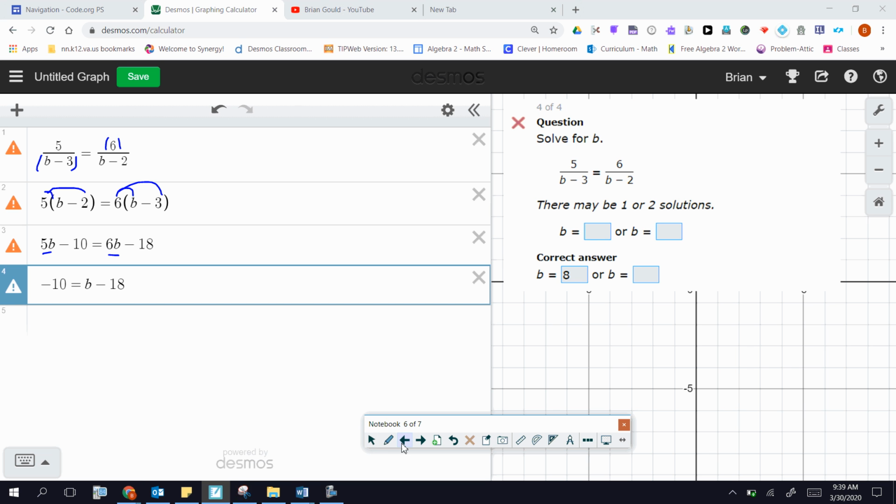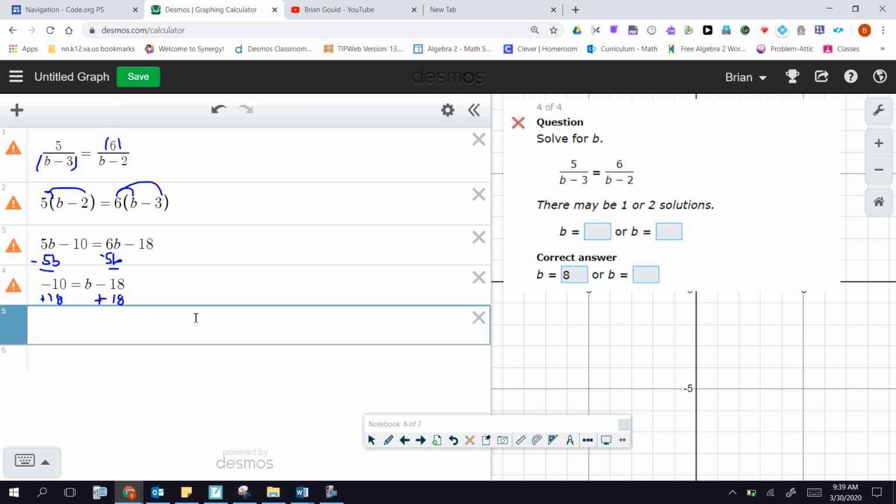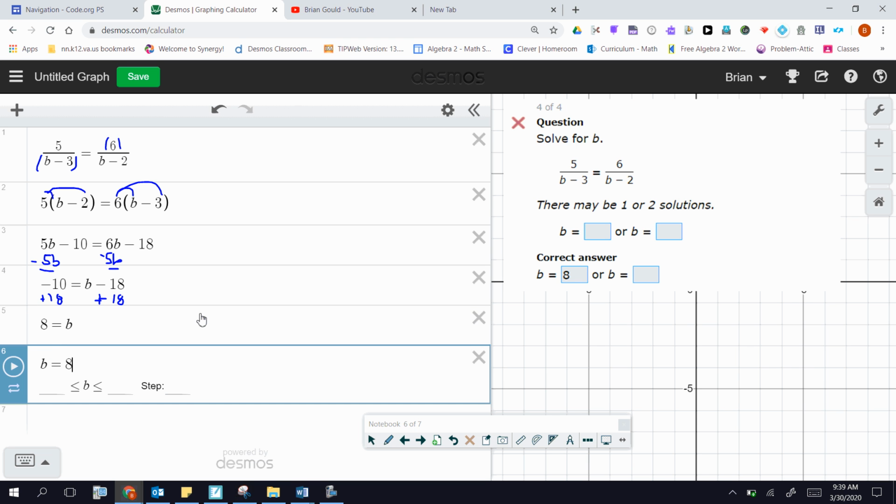All right, might as well, let's see how good my writing is. Minus 5b, minus 5b. All right, and then we're going to need to add 18 to both sides of the equation. And negative 10 plus 18, that's going to give us positive 8. So 8 is equal to b, or b is equal to 8, using your symmetric property.